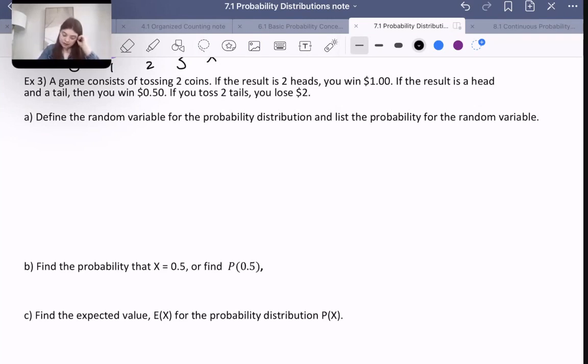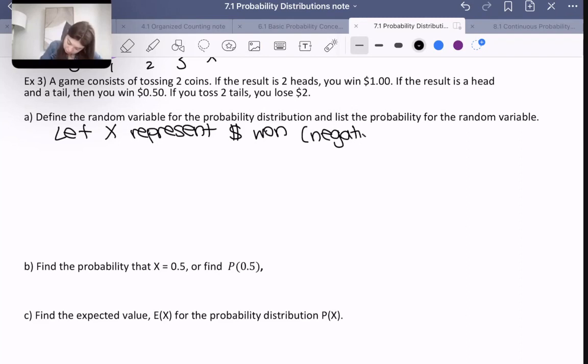Okay, so in this case, instead of representing the number of heads or tails gotten, which is what we did for example 1, this time I want x to represent the amount of money won. Let x represent the dollars won. And I'm also going to put in brackets here that negative means loss, right? Because if we're calculating the amount of money won, if we put a negative in front, if it's actually a negative number, that means we lost that much money, right?